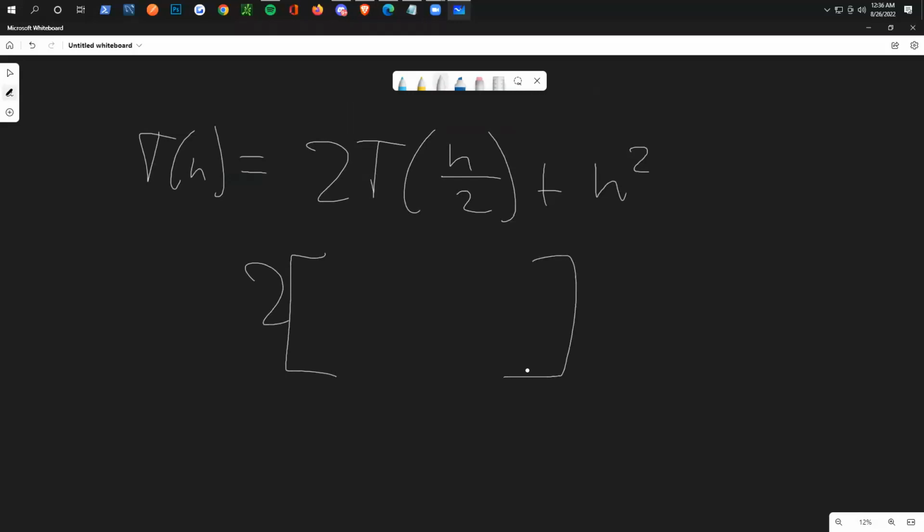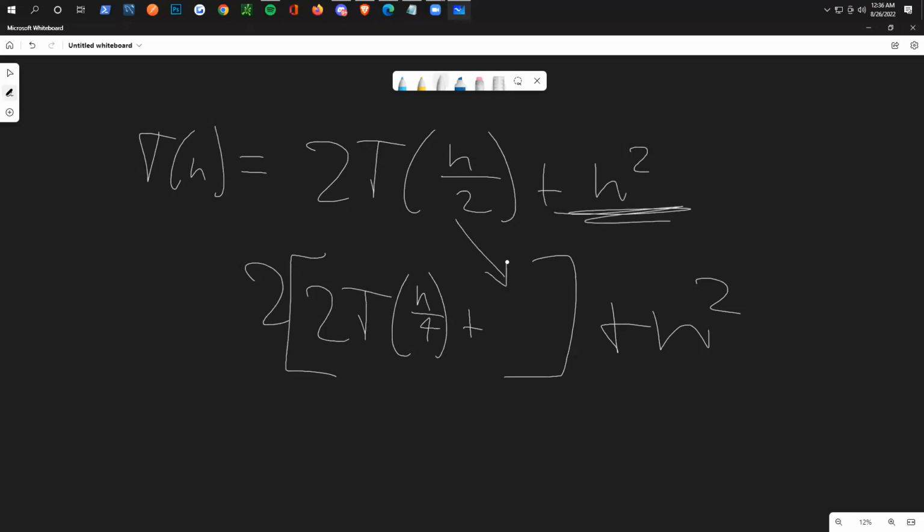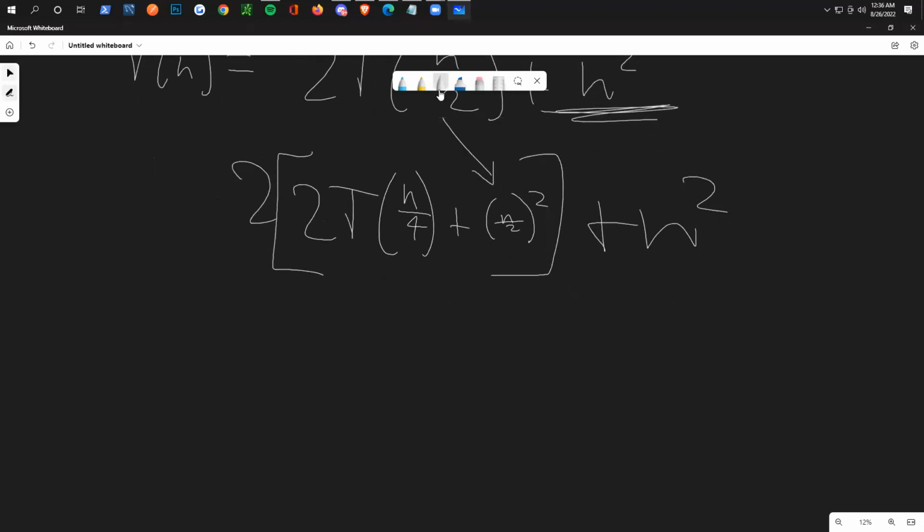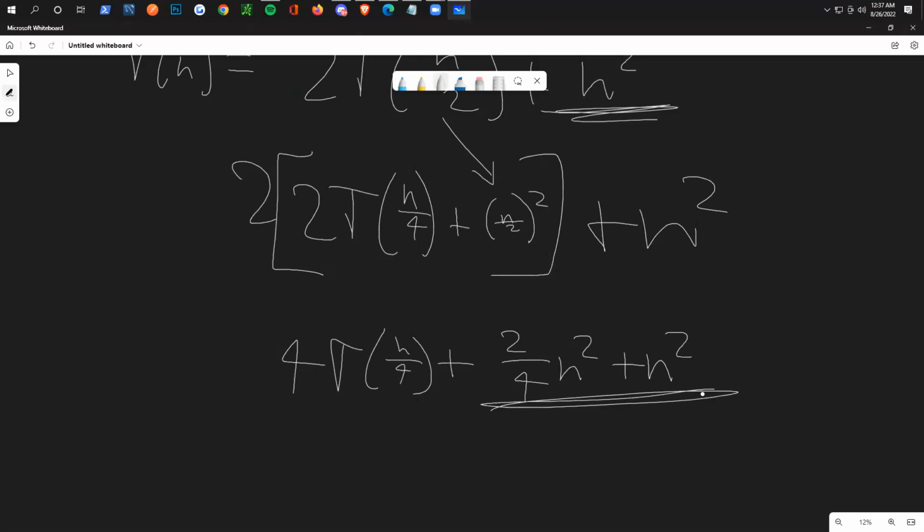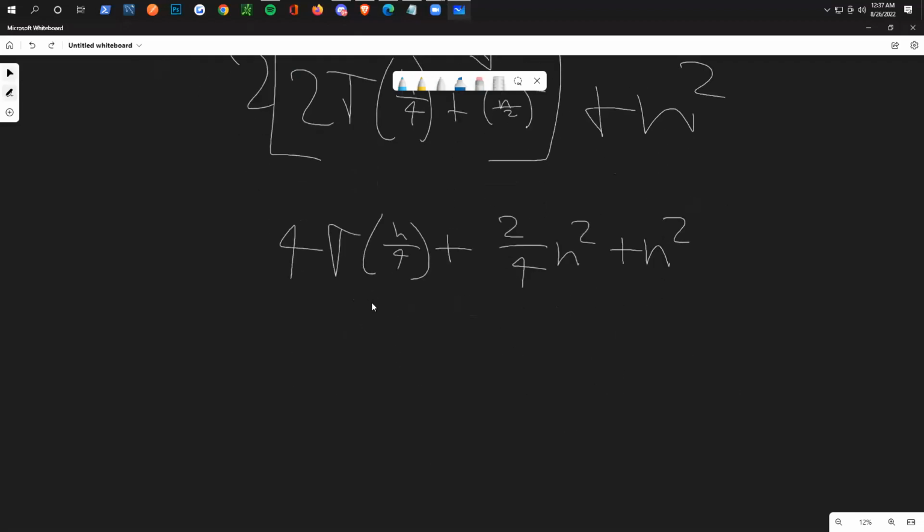First iteration, let's write our trailing summation. 2 T of n divided by 4. And then plug this in right here for the n squared. So n divided by 2 squared. Now we distribute: 4 T of n divided by 4 plus 2 over 4 n squared plus n squared. This is our trailing summation we're building.